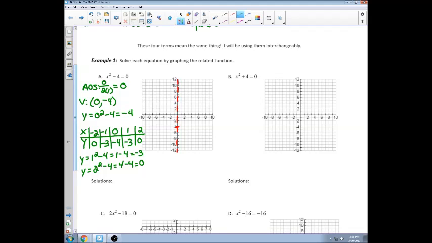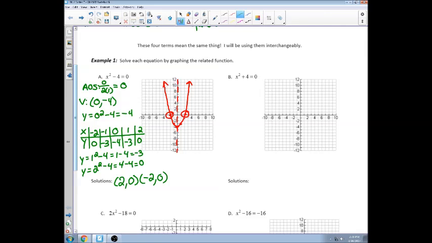Okay? If I go ahead and plot those points, from 0, 0, go right 1 down 3. And I go left 1 down 3. And then from 0, 0, I just go right 2. And I go left 2. So my solutions are going to be where I cross the x-axis, which is here and here. So my solutions are 2, 0, and -2, 0. All right? On to b.